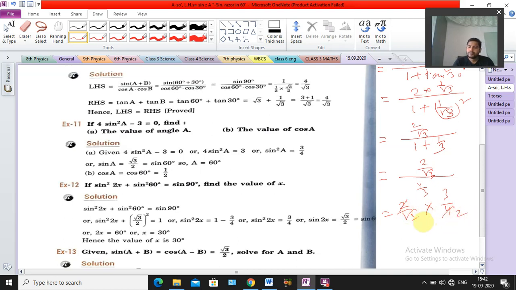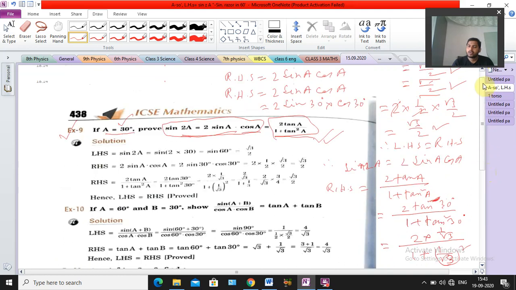Next we can cancel it. 2 to the 4, and see here 3 in the numerator, root 3 in the denominator. 3 means root 3 into root 3, so we can cancel it. If we cancel 3 and root 3, we will get 1 root 3, because 3 means root 3 into root 3. So that means we are getting in the numerator root 3 and denominator 2. So root 3 by 2. Clear or not? So this value we are getting is root 3 by 2.